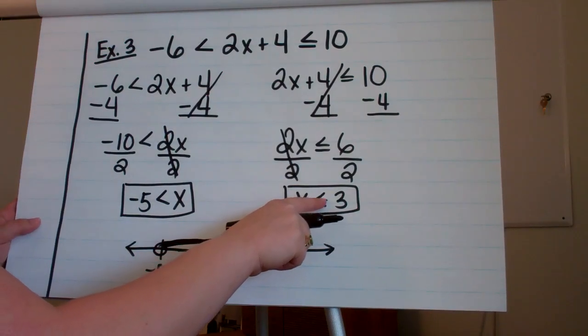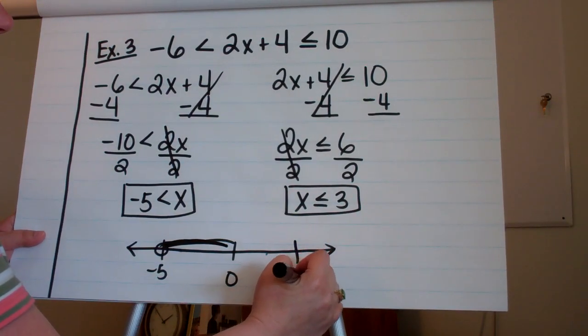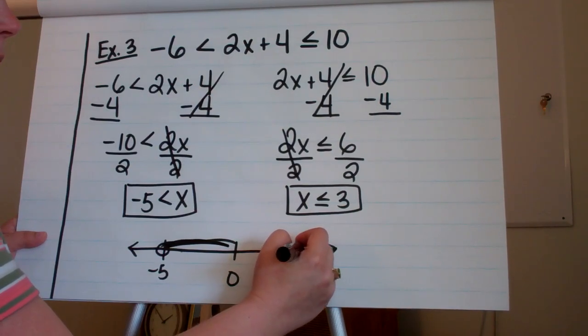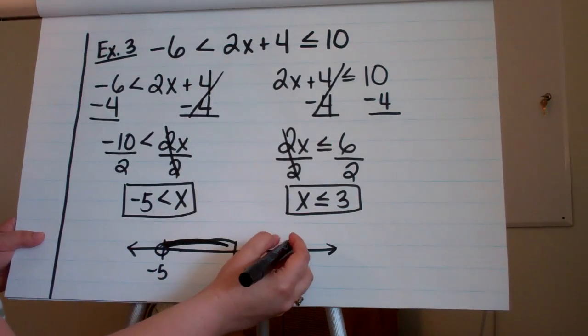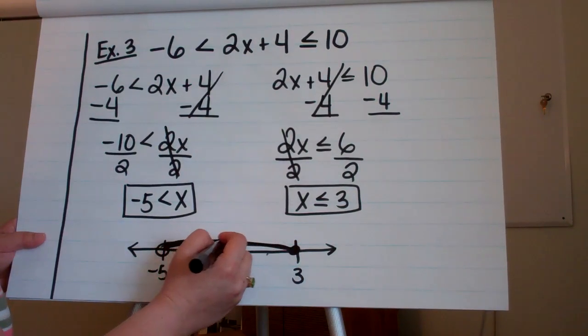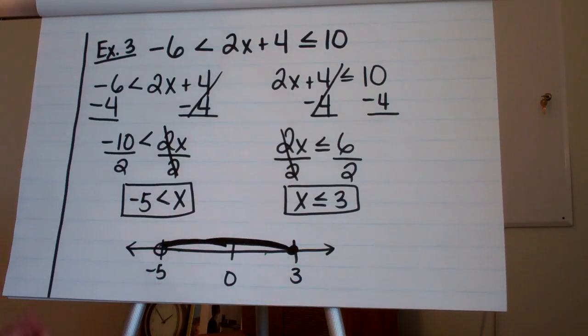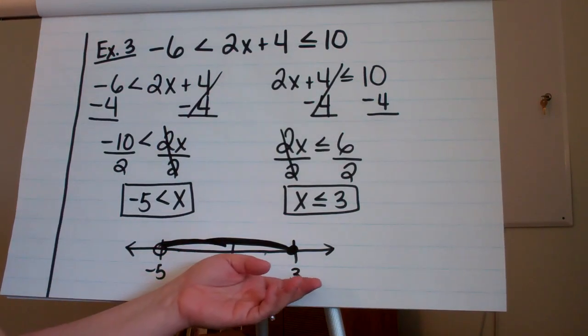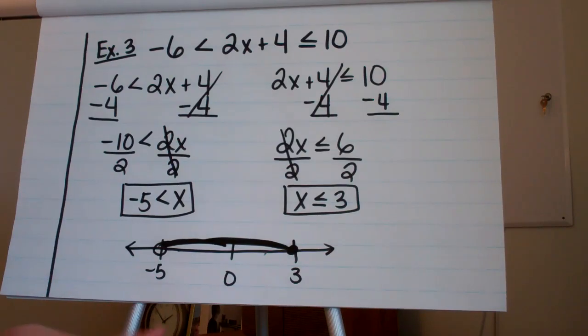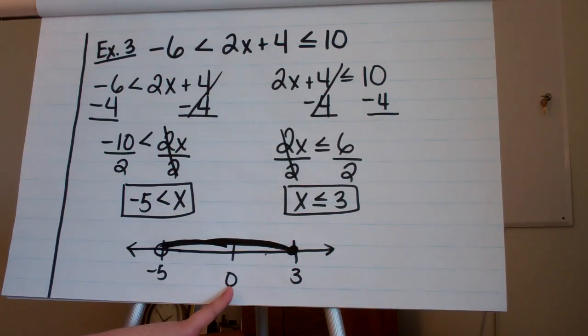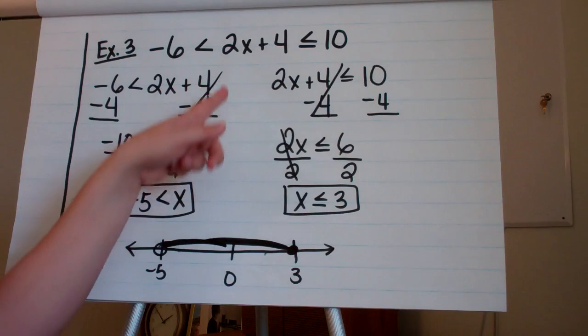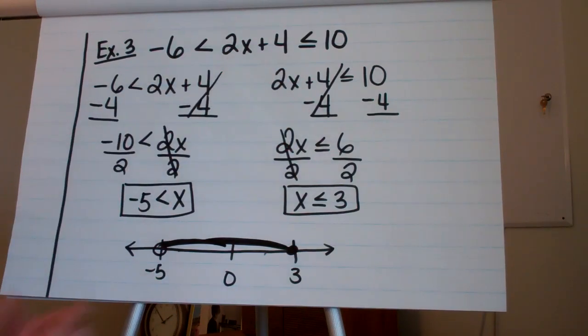This says x is less than or equal to 3. That's a closed circle. And less than would be shaded this direction. So my solution is somewhere between negative 5 and 3. And again, if you wanted to check your work, you could put in a point, like 0. Put it in for x in each one of these and see if you get a true statement as a way to check your work.